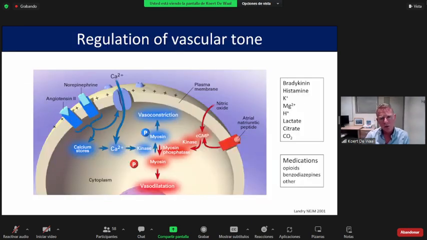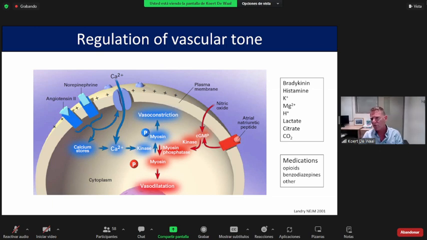This all has to do with understanding the regulation of vascular tone. This is a slide from Longley from back in the day, where he summarizes all the regulatory aspects we have on our vascular membranes. You have angiotensin, norepinephrine, calcium channels, nitric oxide, and natriuretic peptides, which all play an important role in the balance between vasoconstriction and vasodilatation.